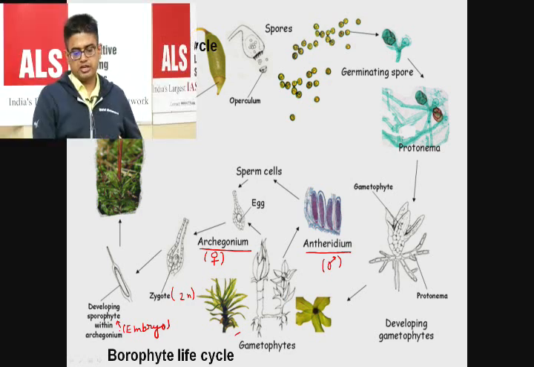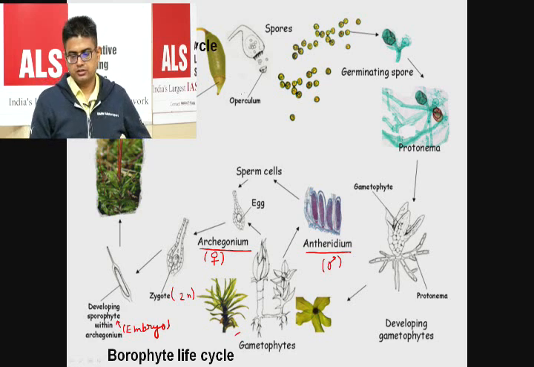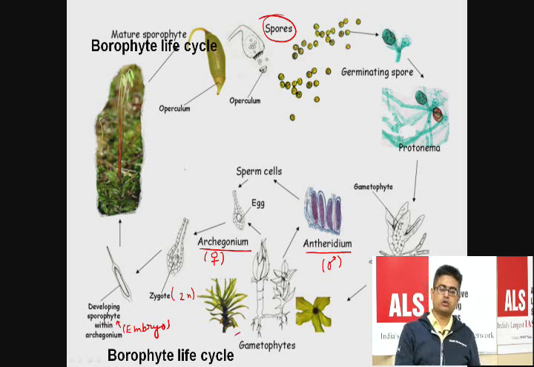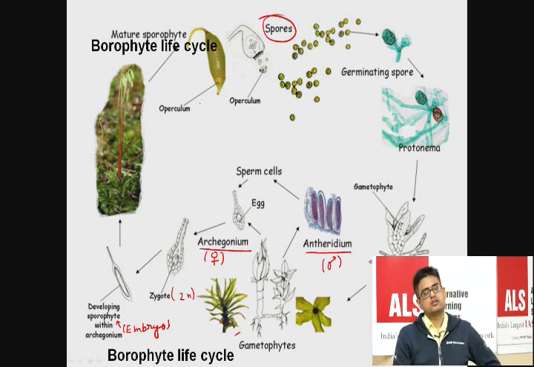Sporophyte is being produced here. This thing is producing the spore. So what is producing the spore? Sporophyte. Where is sporophyte developing? From the embryo. So what is the ploidy of sporophyte? 2n. But when it is going to produce spore, there is a process called meiosis.